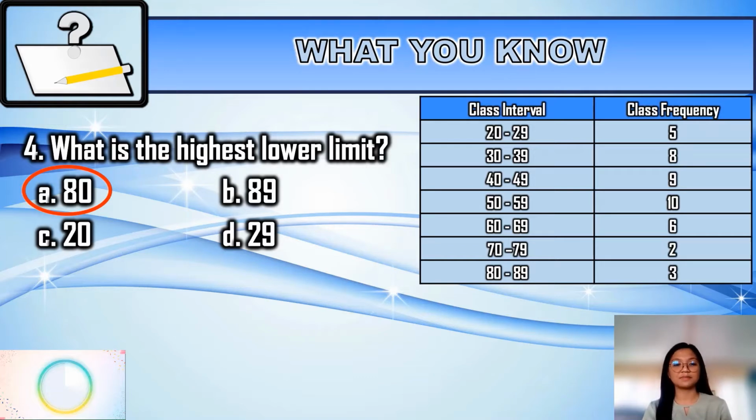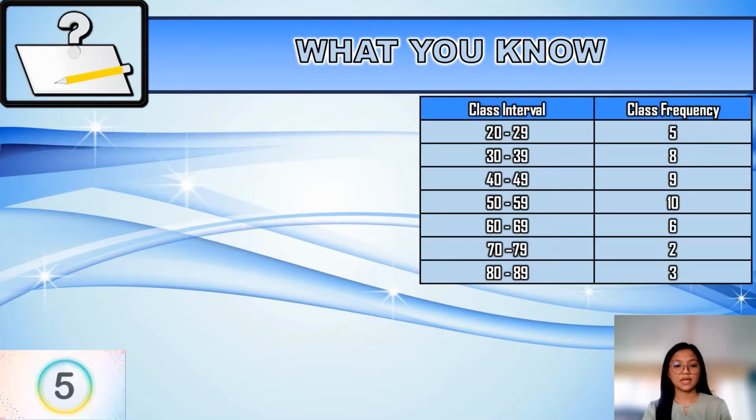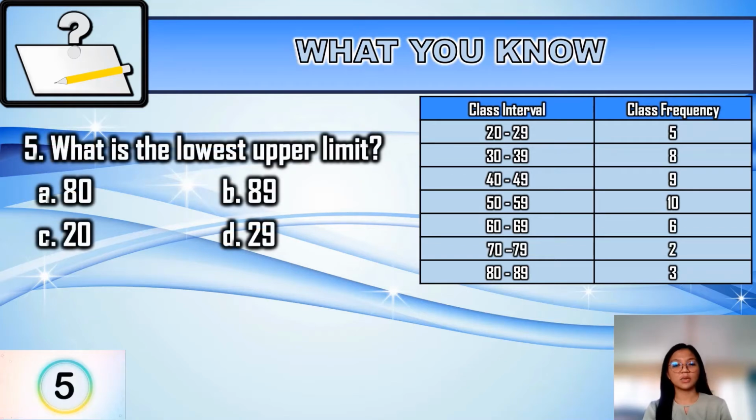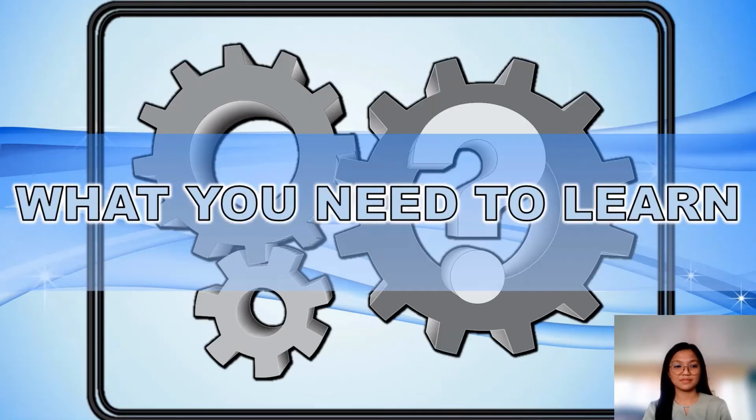And then number 5. What is the lowest upper limit? A 80, B 89, C 20, D 29. Timer starts now. What is your answer? That is correct, D, 29. It seems that you still remember our previous topic. Now let us talk about what you need to learn.